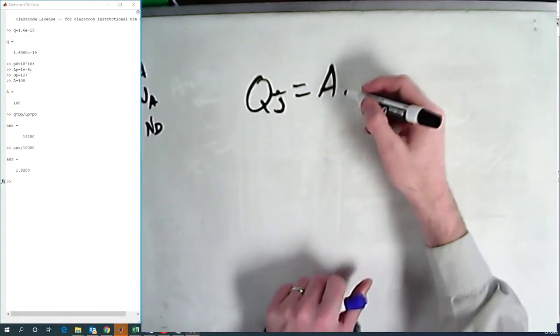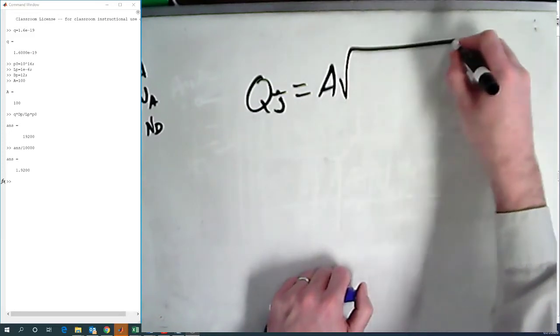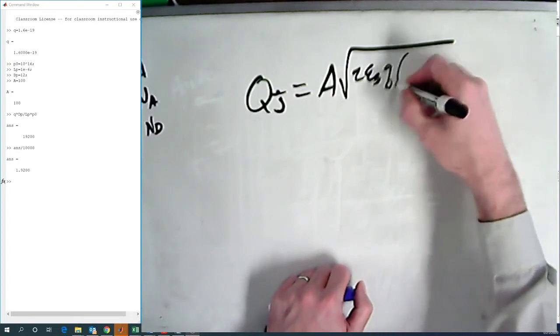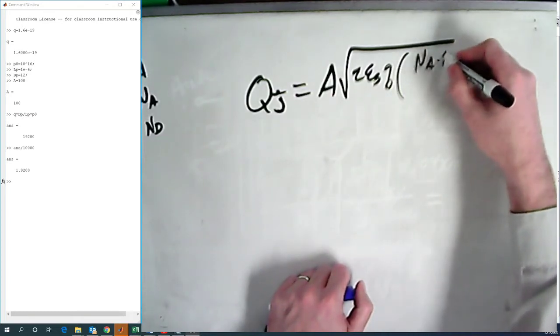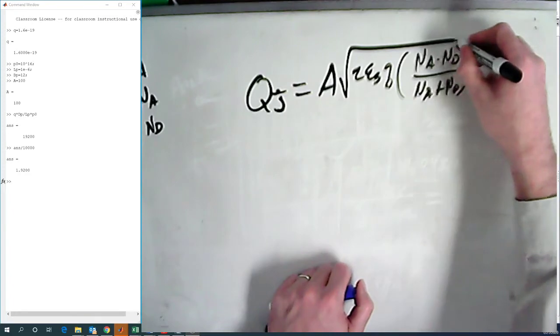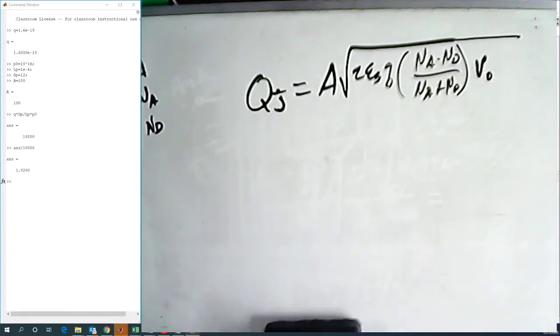So we can come up with a junction charge of the square root of 2 epsilon_s times q times NA times ND over NA plus ND, times V0. That is our junction charge. That's how much charge will be there if we aren't messing with the junction, if we aren't trying to push electrons through one way or the other. And so I suppose we can do an equation for this as far as finding out exactly how much charge is there. I don't think I would really like to.